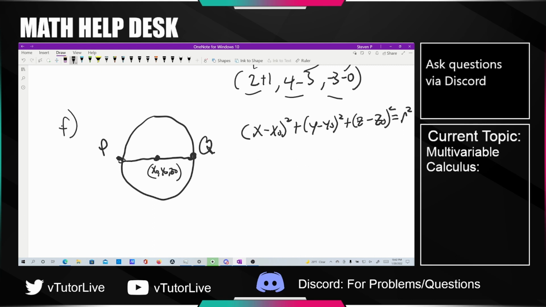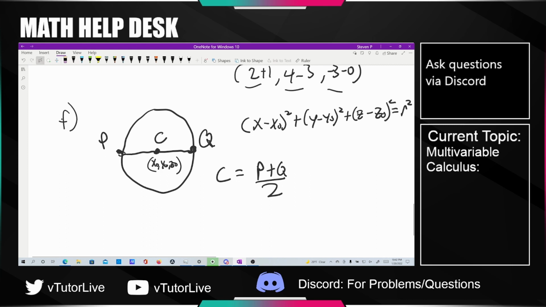Alternatively, maybe I'll call this C for center. So C you could find by treating P and Q as coordinates and just adding them up and dividing by 2, component-wise. Or if you wanted to think about it in vectors, you could think about a vector V that goes from P to Q, and then just add P plus 1/2 V in order to get the center. I'm sure there are probably other ways to think about it as well, but hopefully it shouldn't be too bad to find the center of the sphere given 2 points that are diametrically opposed.